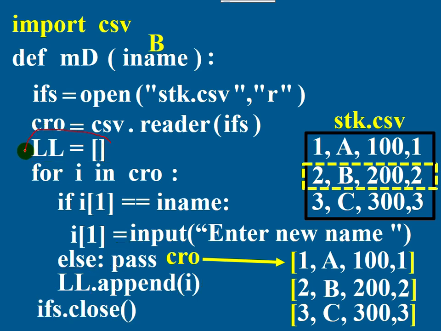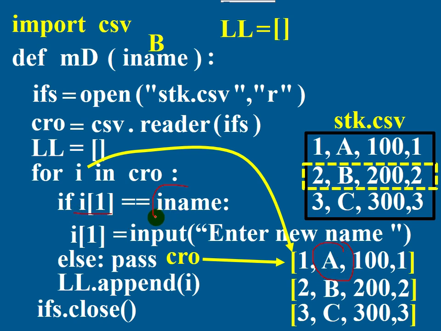So let me explain this part using an example. Initially, LL is an empty list. For i in cro, i will contain the first list to begin with. So this time what is i[1]? A. What is the stock name that we want to modify? It is there in iname, example B. So A equal to B, wrong. So control will come to else part. Pass means empty statement. So this list need not be modified and that list is appended to LL. So now your LL will contain the first list.